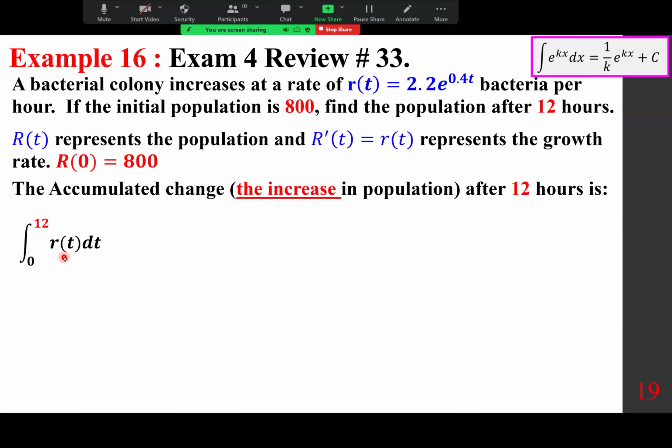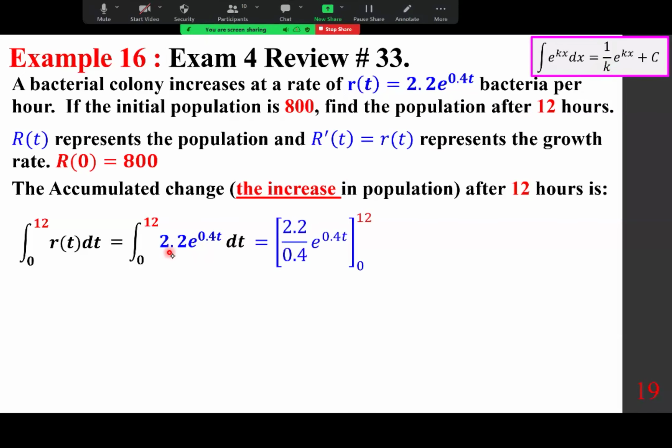And so we are going to replace it with 2.2 e to the power 0.4 t. In the case of differentiation for exponentials, we multiply by 0.4. In the case of integration, we divide by it. So we're going to divide 2.2 by 0.4, and this is the same as 22 over 4, which makes it 5.5.